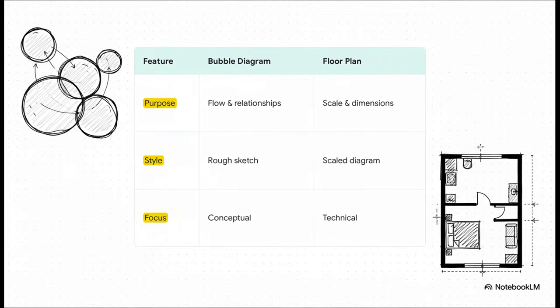Let's put them side by side because this really makes it clear. A bubble diagram is all about the big picture, the relationships, the flow. It's rough, it's conceptual. A floor plan, on the other hand, is all about precision. Its job is to show exact dimensions and scale. It's a technical document, focused on the nitty-gritty specifics. Here's the bottom line. You can't build from a bubble diagram, but you almost never get to a great floor plan without starting with one.